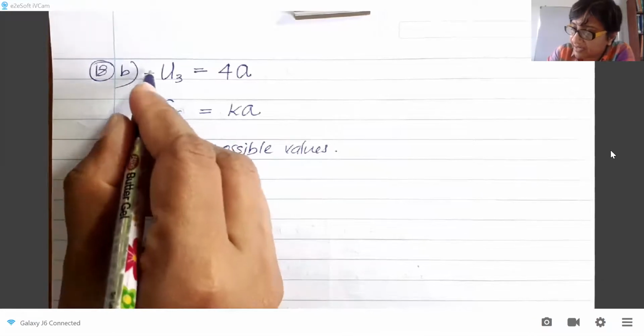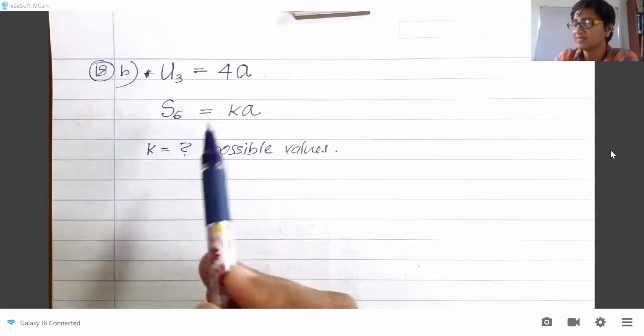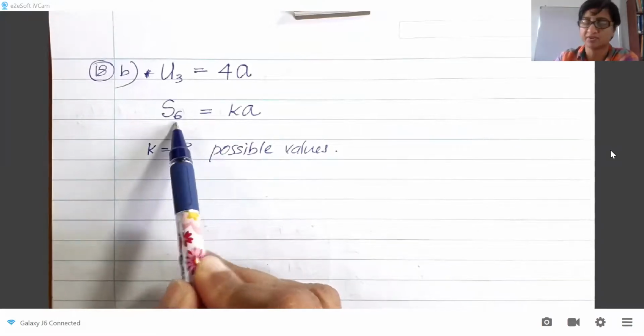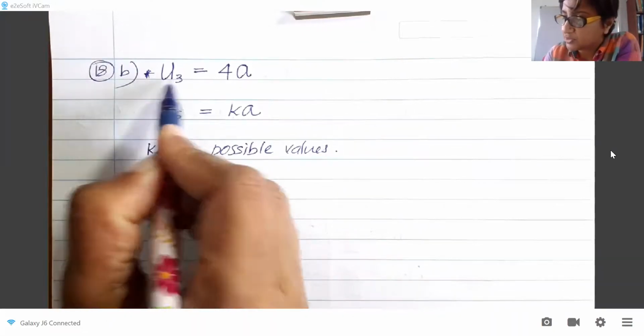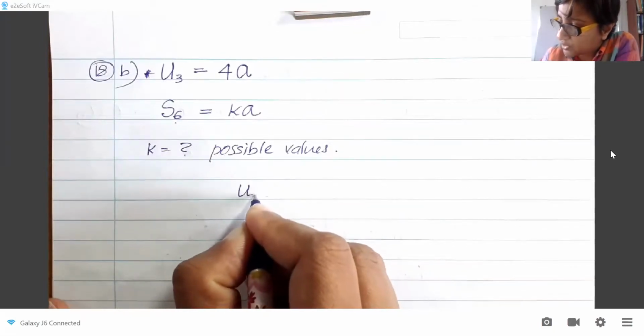Shall we apply again? We have only 2 formulas, Un and Sn. If they are not talking about S infinity, these are the only 2: the nth term formula and the sum of n terms formula, the Sn formula. So if we use the Un formula, let me write it.